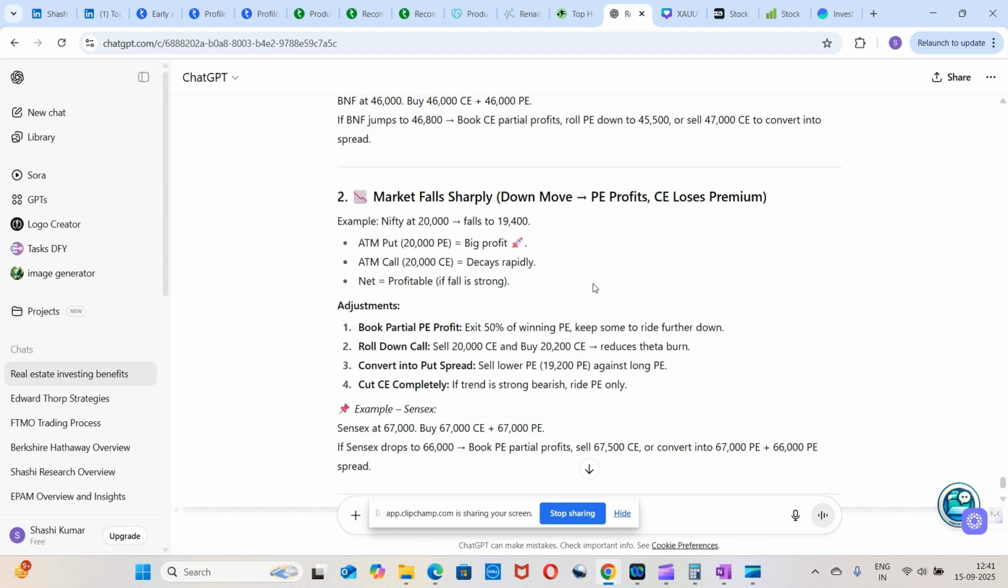Okay. Similarly, you book the profit, and you can trail. You can keep one or two lots to trail if you feel like further down movement would be there. Or if you feel like the market will revert back, then you could roll the C up. If you feel further up movement would be there, you could convert it into a put spread, sell a lower P. Okay. Or you could just cut the call and keep the put. You could convert it into a directional trade by booking the profit, but book the profits. Okay. That's what you need to do. So you make money when there's a sharp up move as well as a sharp down move in the strategy.